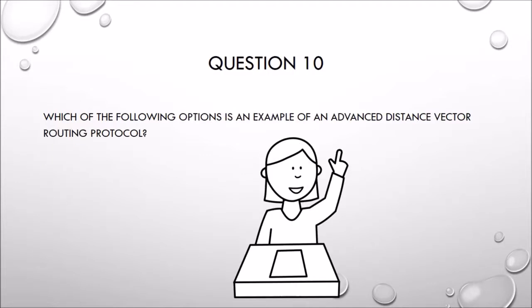Question 10, last question. Which of the following options is an example of an advanced distance vector routing protocol? Some people also refer to this as a hybrid routing protocol. Is it A, EIGRP, B, RIP, C, OSPF, or is it D, ARP? And the answer is A, EIGRP.